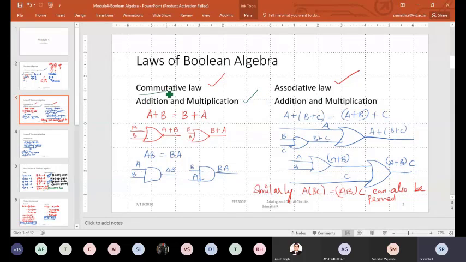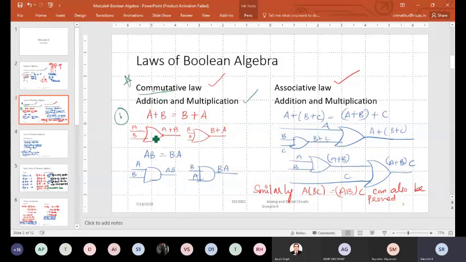Commutative law may be of two forms, addition and multiplication. Similarly, associative law takes two forms, addition and multiplication. First, we are going to see about the commutative law.